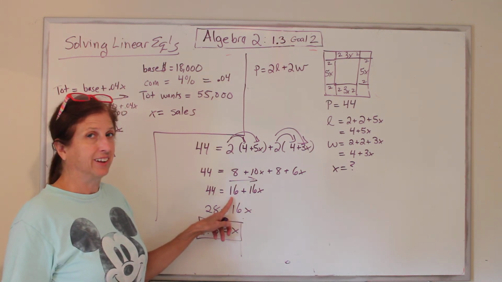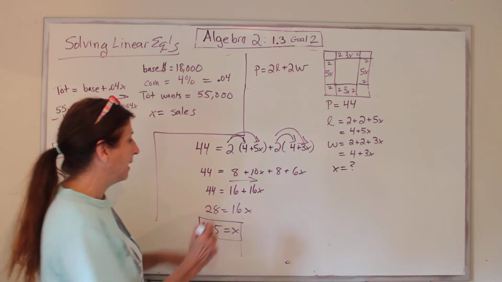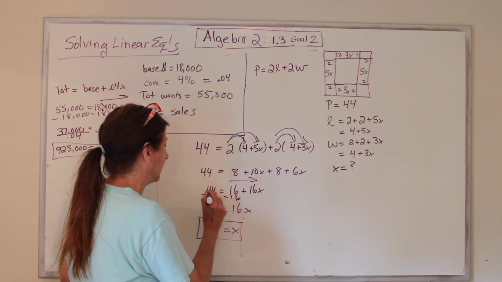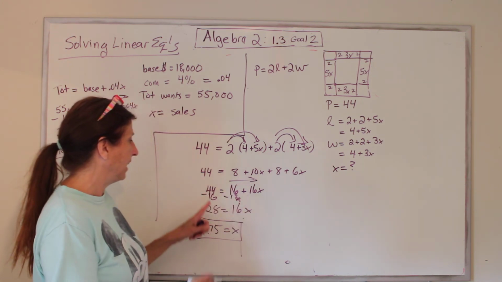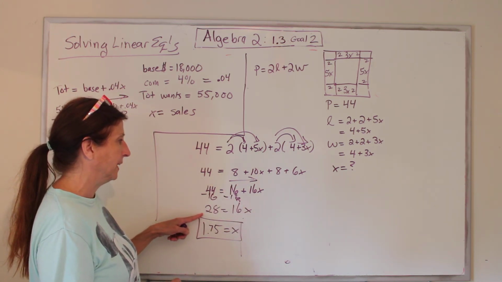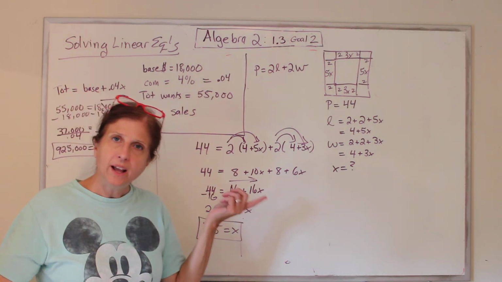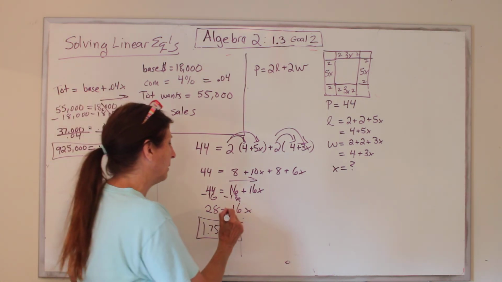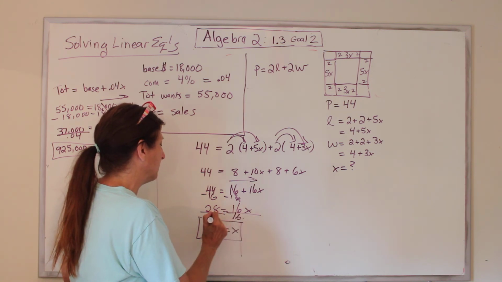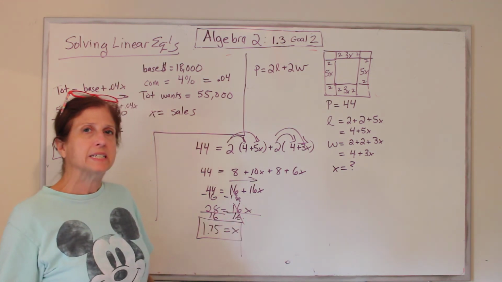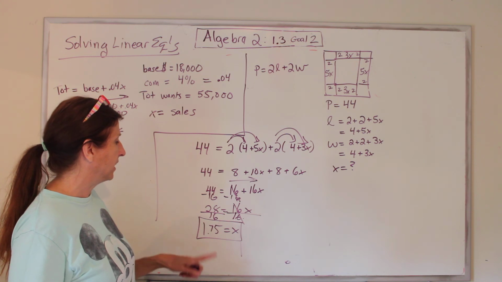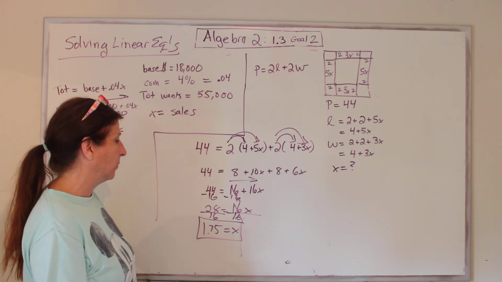I'm getting rid of the 16 first, which I'm going to do by subtracting 16 from both sides. Those cancel out. 44 minus 16 is 28. I bring down what I didn't mess with. Now I ask it again. Why is x not alone? It's being multiplied by 16, so I divide by 16. And what I do to one side, I do to the other. Those cancel out, and I get x equals 1.75.